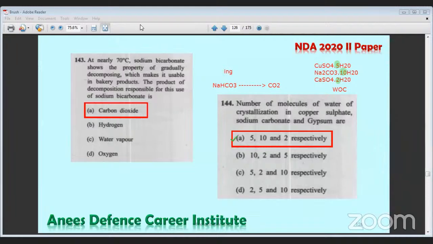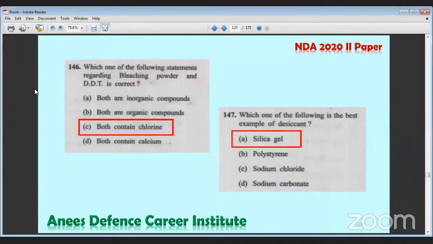I still have 5 minutes. I can still complete 2 questions, I think. Next question, please. Which one of the following statements regarding bleaching powder and DDT is correct? Do you know what is DDT?